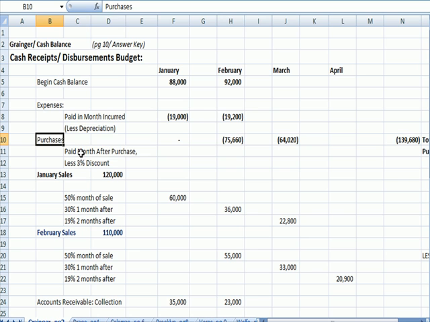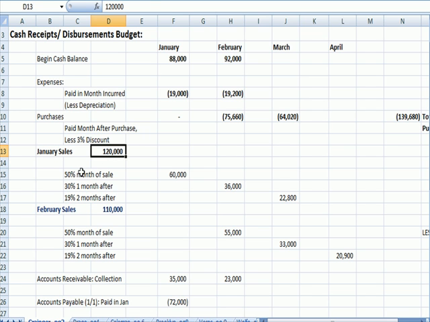Purchases, paid the month after the purchase, and then there's another wrinkle, less a 3% discount. So January purchases get paid for in February. And you can see how I multiplied it by 97% because we get a 3% discount. February purchases paid in March, you can see that I multiplied it by 97%, we get a discount.